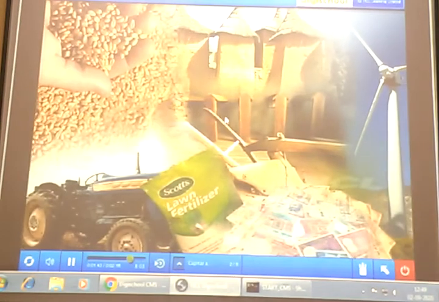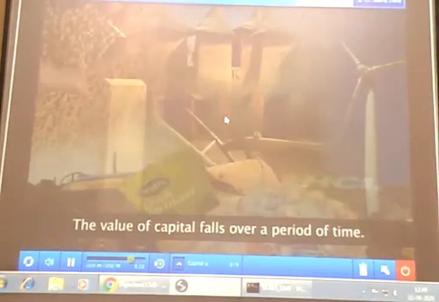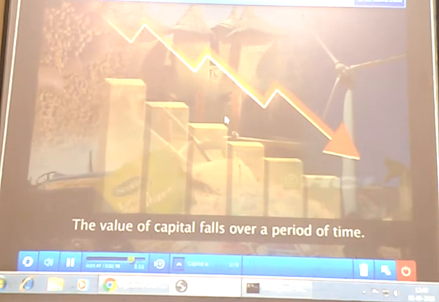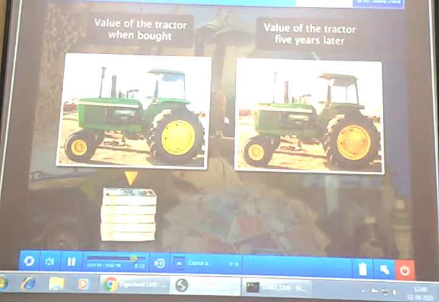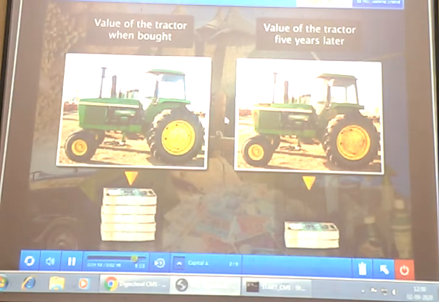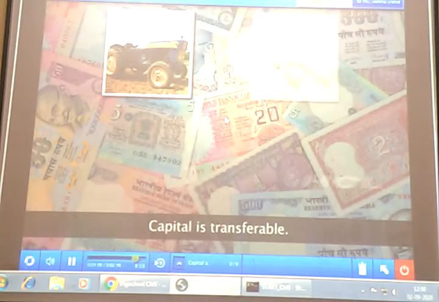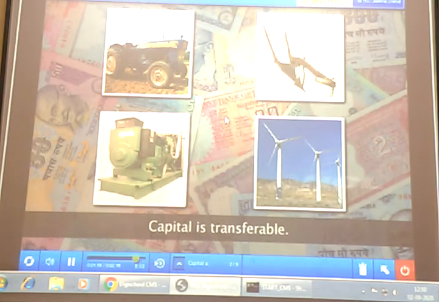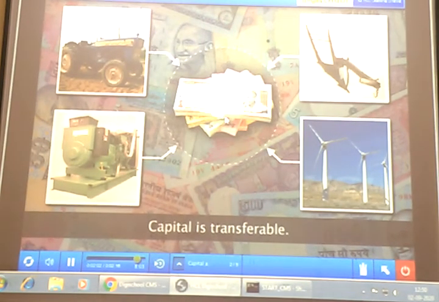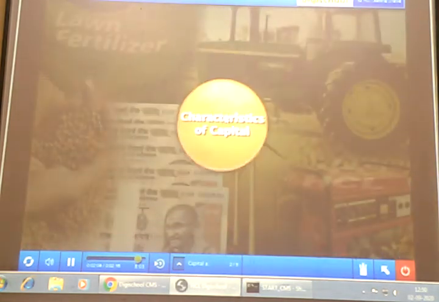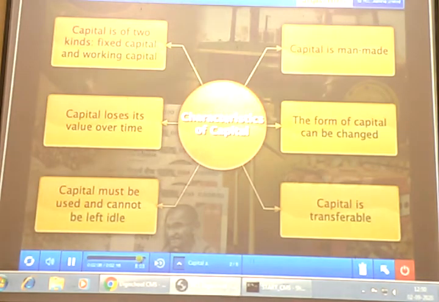What's more, the value of capital may depreciate or fall over a period of time. For instance, a new tractor would not have the same value as a five-year-old tractor. Finally, capital is transferable. For instance, Gopal can sell his tractor, plow, or tool. Now quickly take a look at this mind map to understand the main characteristics of capital as a factor of production.